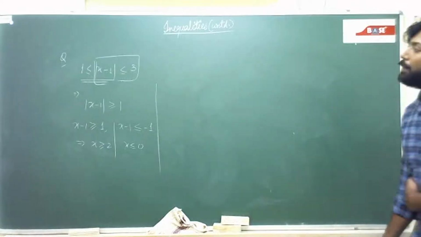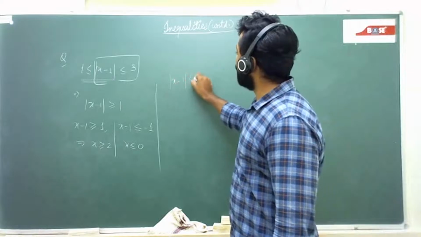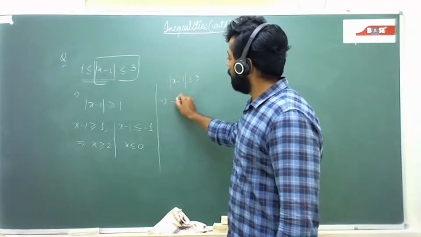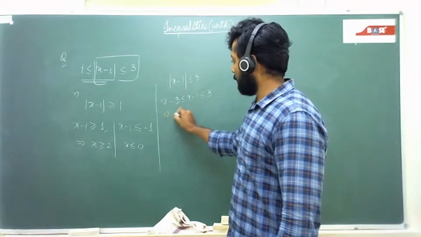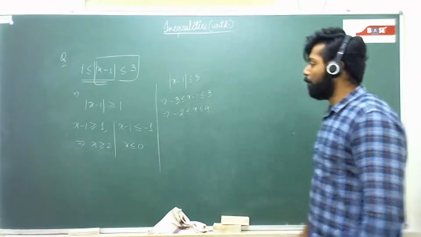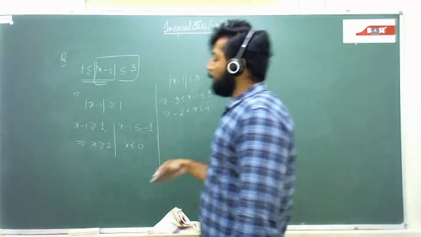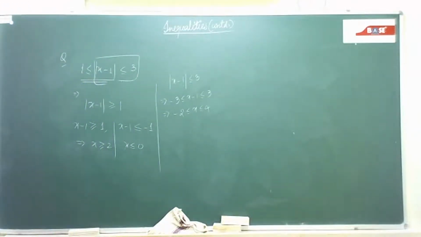That's what we have from the first relation. Now, if you look at the second one, we have mod of x minus 1 less than or equal to 3. That is very clear to us: -3 less than or equal to x minus 1 less than or equal to 3. If we add 1 to both sides, -2 less than or equal to x less than or equal to 4. So this is the whole thing we have. We have two inequations and we are getting these two results.